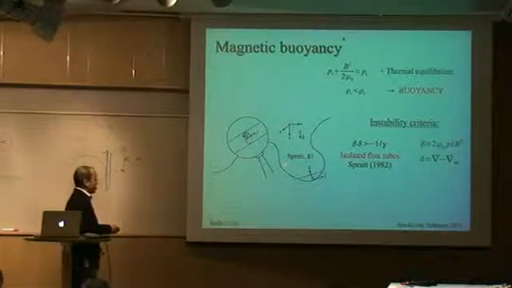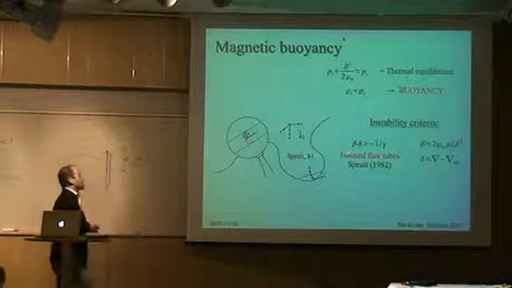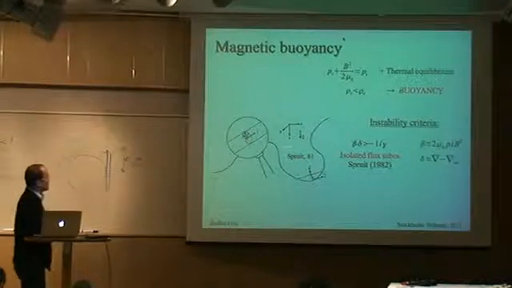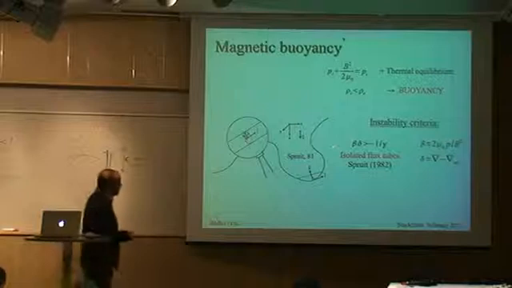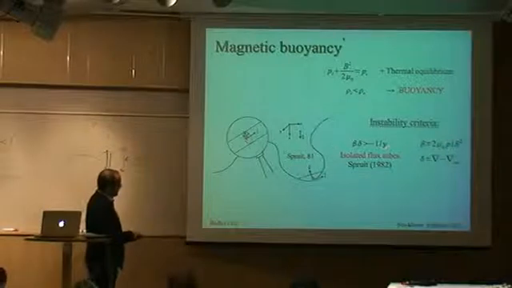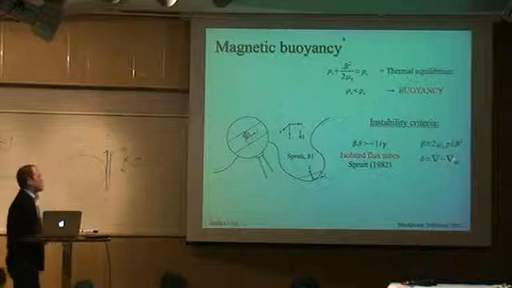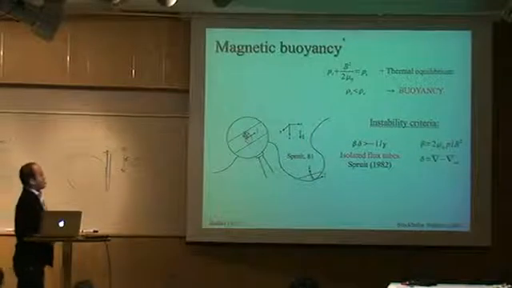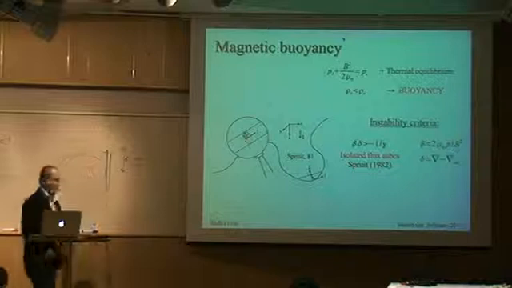So a theory or framework was developed, called the thin flux tube approximation, developed by Spruit in '81, and the instability condition is given by this. It means that wherever a region is superadiabatic, then the isolated thin flux tube will become buoyant.